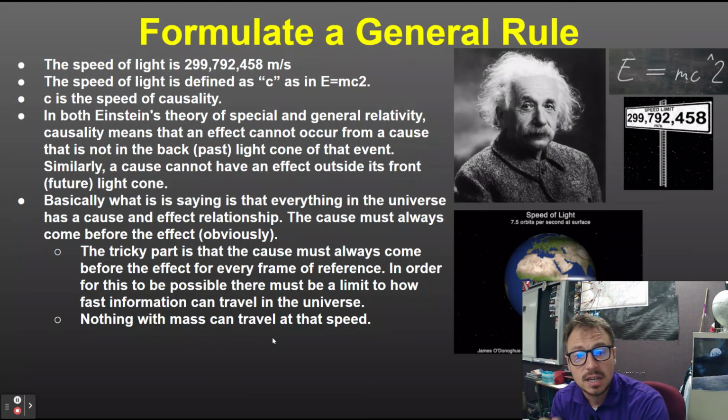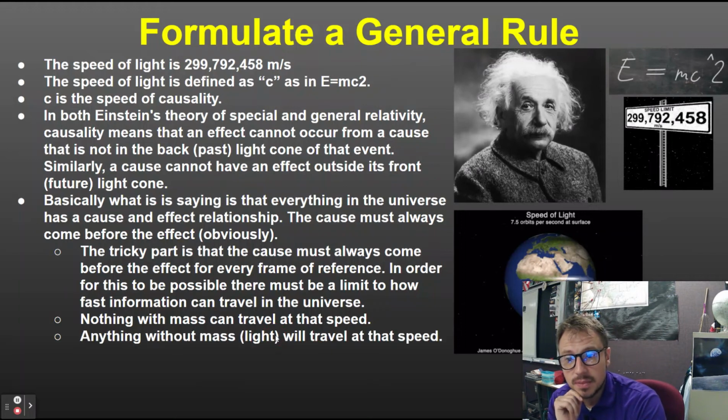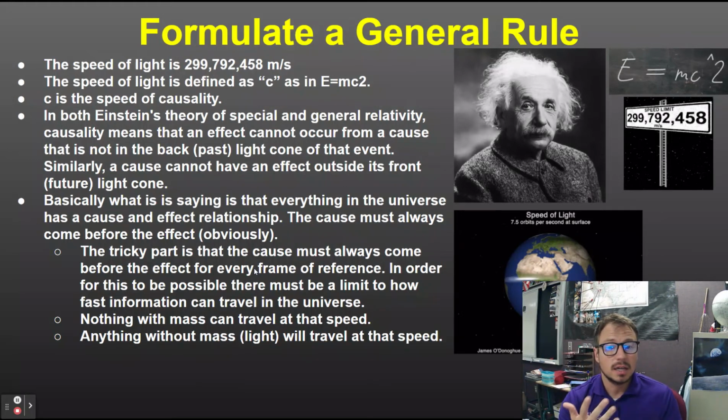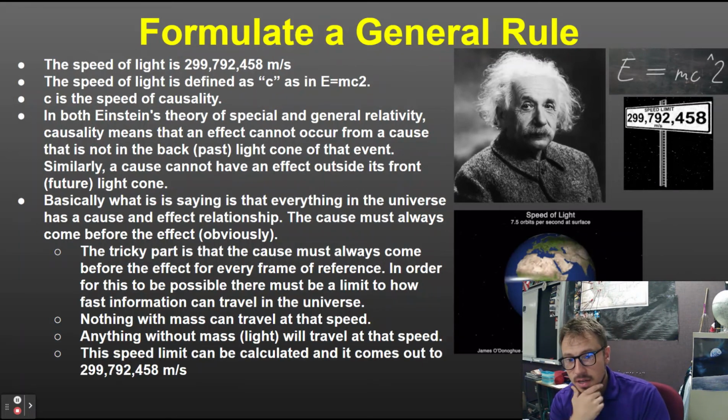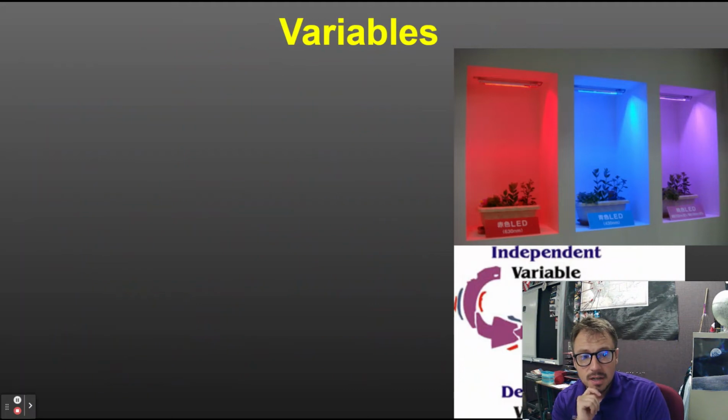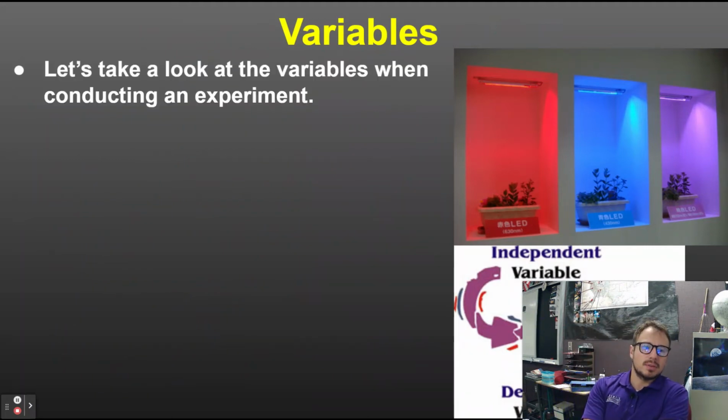Now, nothing with mass can travel at that speed. Anything without mass, like light, will travel at that speed. So the speed limit can be calculated, and it comes out to what we call the speed of light, or speed of causality. So that's just a little interesting fact about the scientific method. Now let's talk about variables.